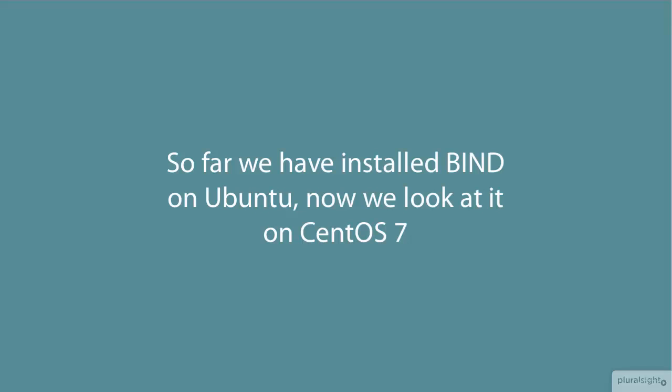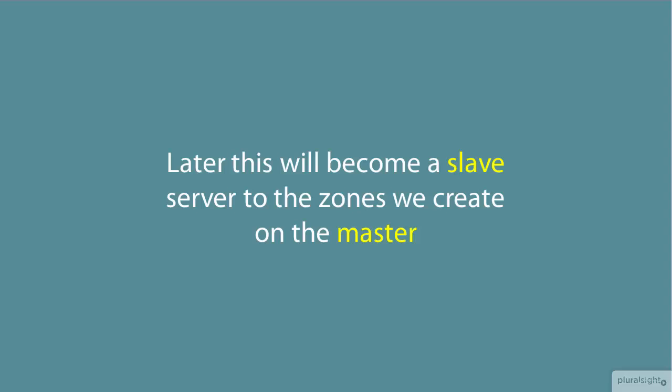So far within this course, we've looked at installing the Bind daemon on the Ubuntu host, on Ubuntu 14.04. We're going to now look at installing it on CentOS 7. We're going to keep this machine as we run through, and later on we're going to be able to use this as a slave server to the zones that we create on the master, and the master will keep running on the Ubuntu host.